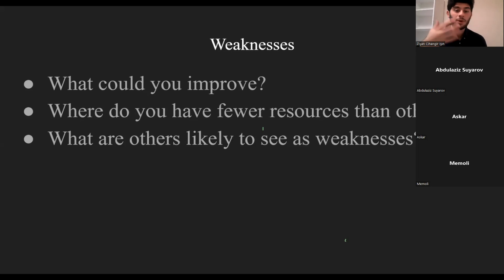The other part of SWOT analysis is weaknesses. What are your current weaknesses? What could you improve? Where do you have fewer resources than others? What are others likely to see as your weaknesses? While doing a SWOT analysis, you can basically take a piece of paper and start. And while doing that, you will most probably write down lots and lots of strengths, and you will not possibly be able to find any weaknesses.